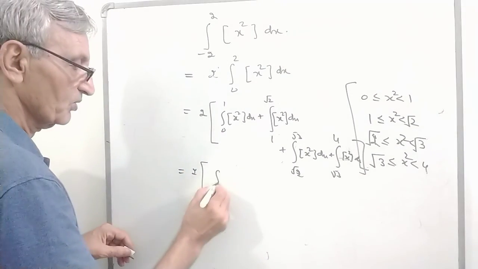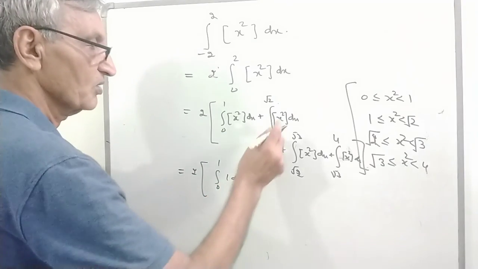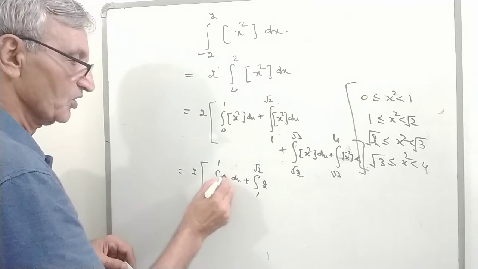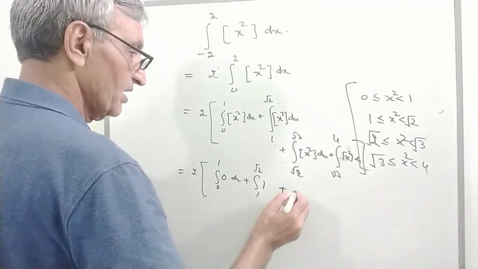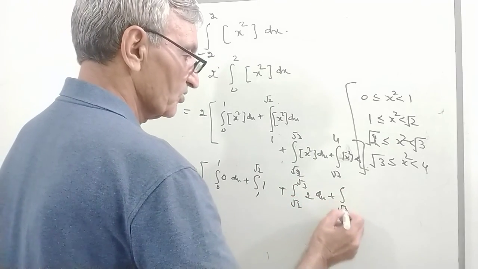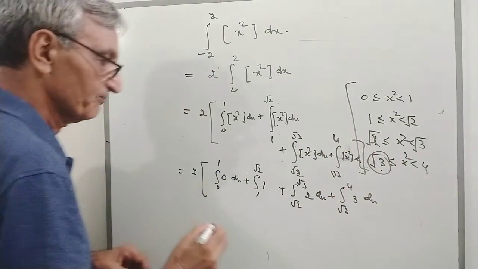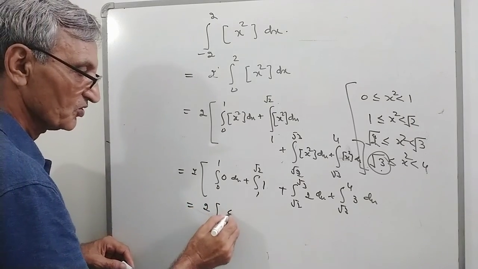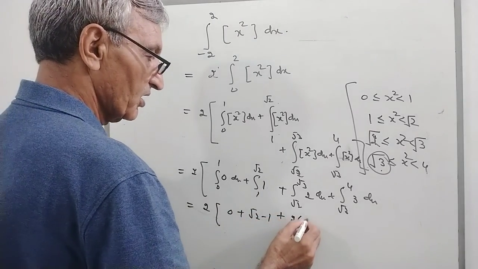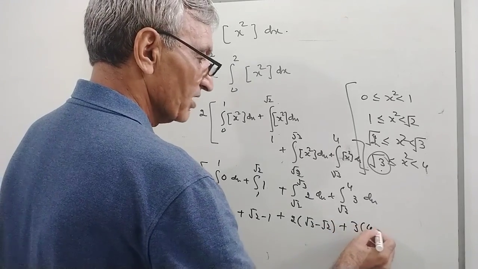अब मेरा काम बिल्कुल आसान, 0 से लेकर 1, 1 इंटू dx. And here 1 to under root 2, its value is equal to 1, and here under root 2 to under root 3, its value is equal to 2, and under root 3 to 2, its value is 3. So friend, 1 into this value is equal to 0, it's equal to under root 2 minus 1, and here 2 into under root 3 minus under root 2, and here 3 into 2 minus under root 3.